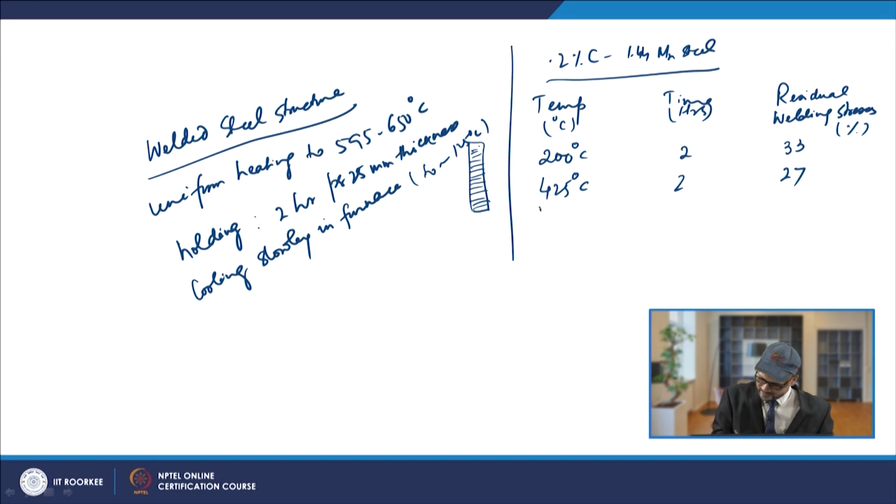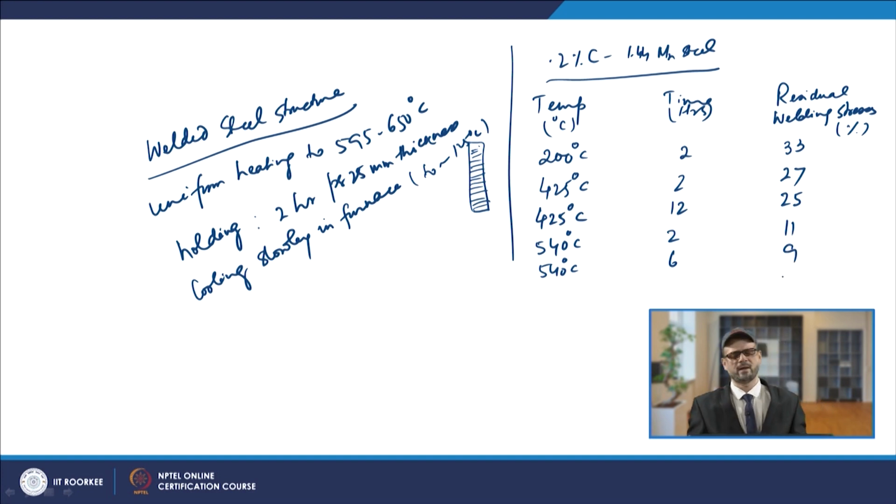Now, if you increase the time at this temperature, if you do it for 12 hours, it will reduce to somewhat 25%. So there is only a small decrease in the residual welding stress value. But if you increase the temperature to 540 and do it for only 2 hours, it comes to 11%. So, it is considerable. If you go to 540 for 6 hours, then it comes to 9%.